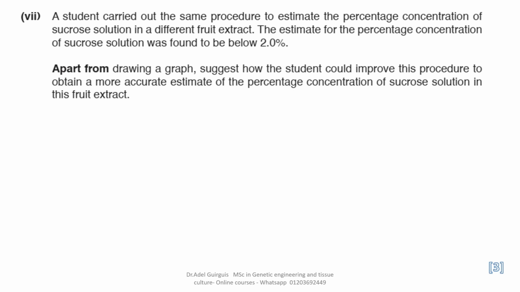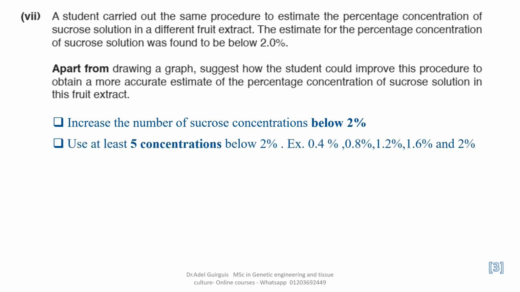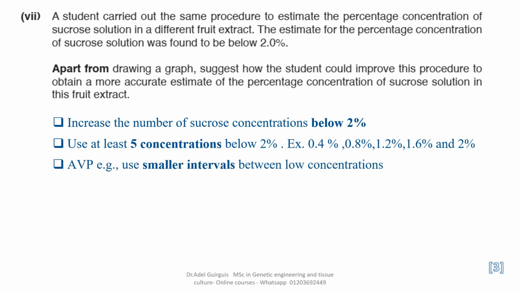How many concentrations? At least 5 concentrations below 2, or at highest concentration 2. Look, increase the number of sucrose concentrations below 2%. Like what? Like 0.4, 0.8, 1.2, 1.6, and 2. At least 5 concentrations. Okay? Any valid points. Use smaller intervals between low concentrations. This increases accuracy in your results.